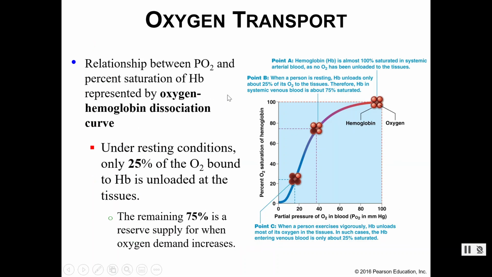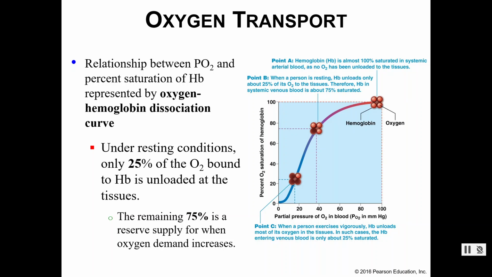Okay, we can measure the relationship between the partial pressure of oxygen and the percent saturation of hemoglobin molecules. We call this, are you ready? The oxygen hemoglobin dissociation curve. Fancy science. Under resting conditions, only about 25% of your oxygen is actually bound to hemoglobin.